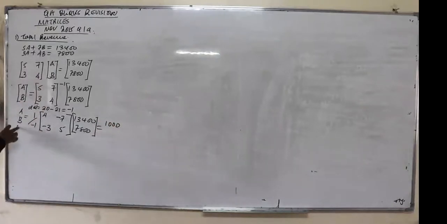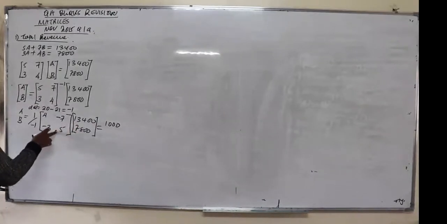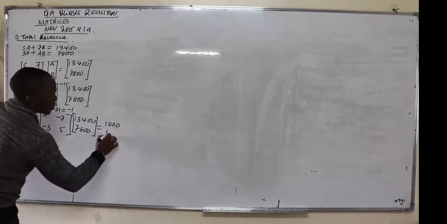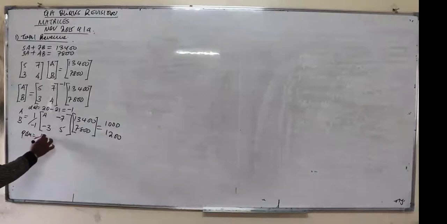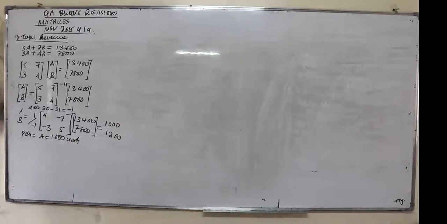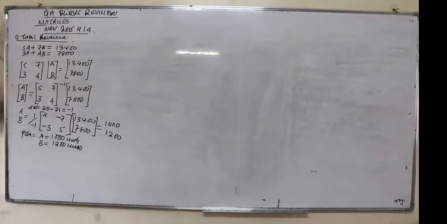So to get B, you take -3, multiply by 13,400, then add 5, multiply by 7,800, and then what you get, you divide by -1. And you get 12. So that means for your production, A, you produce 1,000 units with the available resources, but product B, you produce 1,200 units. But the question, they wanted the total revenue.